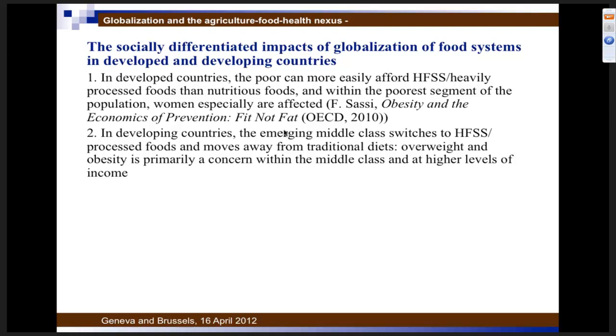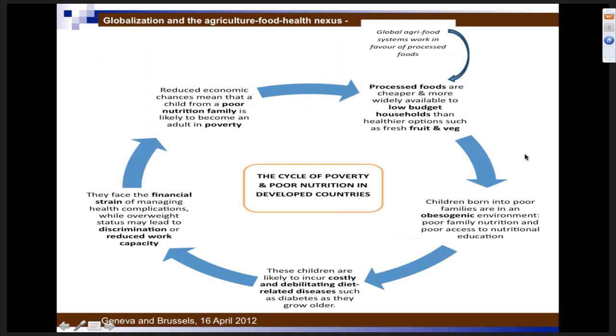In developing countries, it's a different part of the population that is most affected. Non-communicable diseases that are linked to unhealthy diets primarily affect the emerging middle class and the highest levels of income in those countries. And I would like to propose to summarize that in two graphs or two schemes, if you wish, that explain for rich countries and for poor countries successively how this functions.